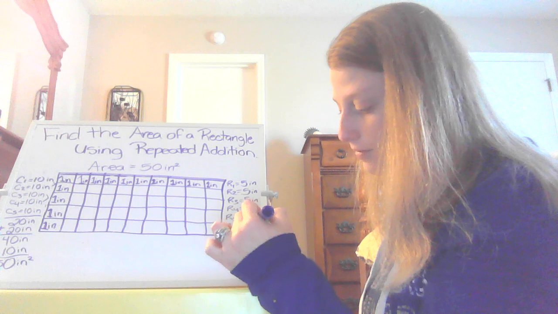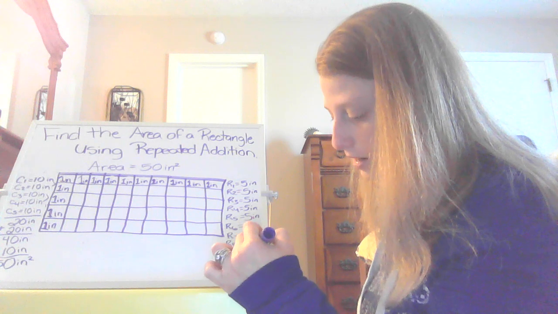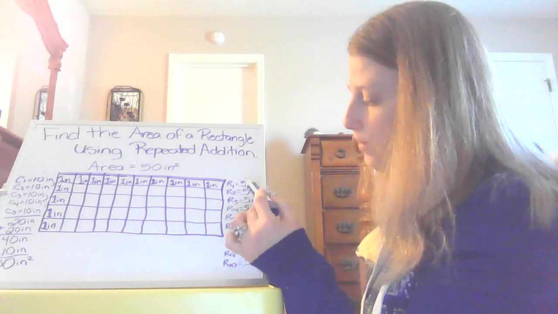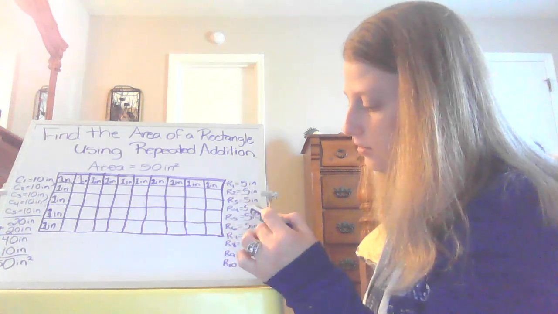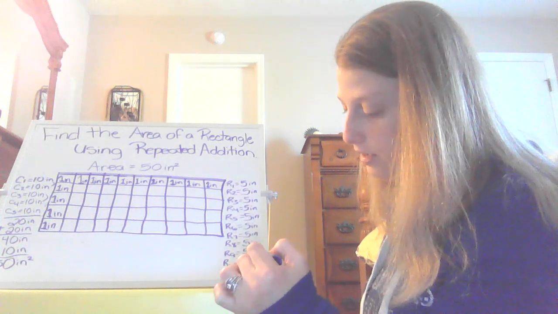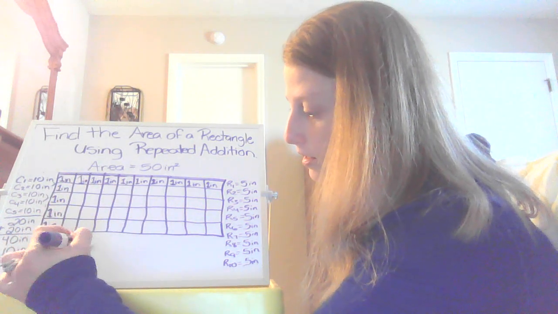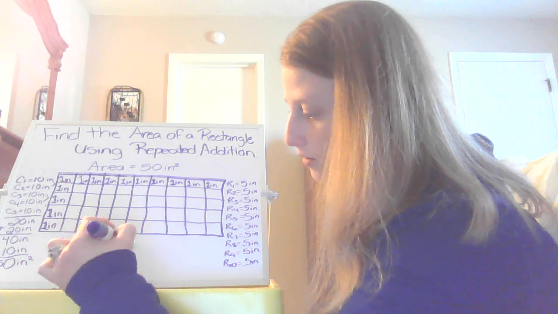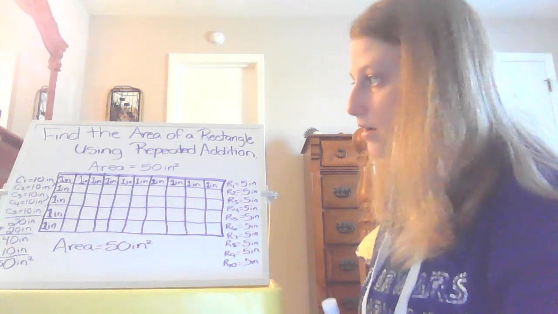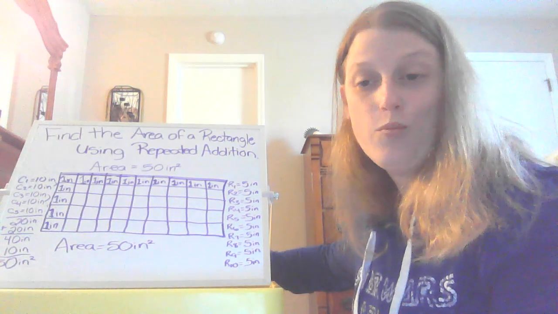And if you know how to count by 5s, this should be an easy process. So let's count by 5s to see if we get the same total area as we did up here. So 5, 10, 15, 20, 25, 30, 35, 40, 45, and 50. So once again, we have area equals 50 inches squared. And that is how you can solve for the area of a rectangle using repeated addition. Hope you enjoyed. Thank you.